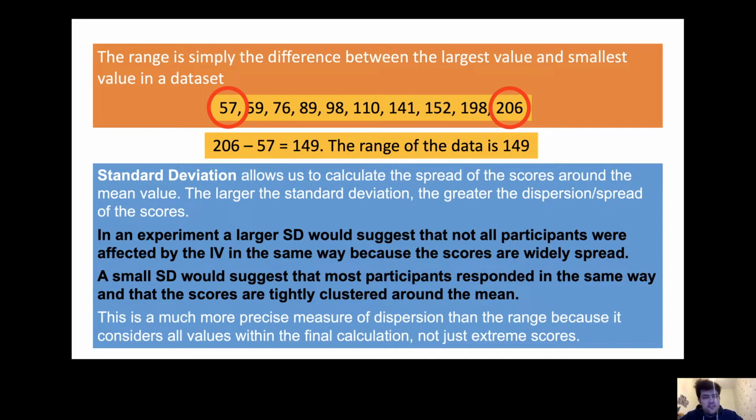Whereas if you've got a small standard deviation, all the participant scores are clustered around the mean, which would mean they're all responding to the manipulation of the independent variable in the same way, roughly. And because of what I've described to you, standard deviation is very mathematical. If you do psychology at uni, you'll learn how to calculate it by hand, joy of joy. But it's a much more precise measure because of that. Because with range, you're just looking at the extreme scores. Standard deviation is looking at all of the scores and seeing how tightly clustered they are around the mean.